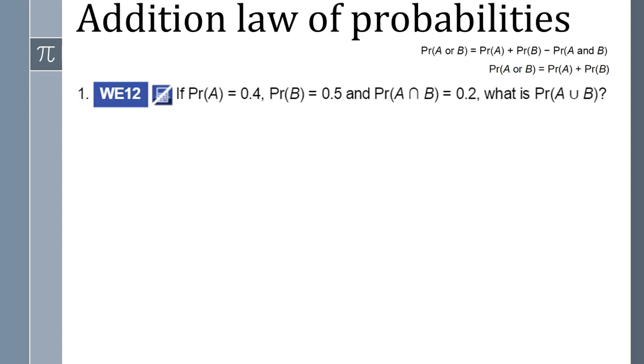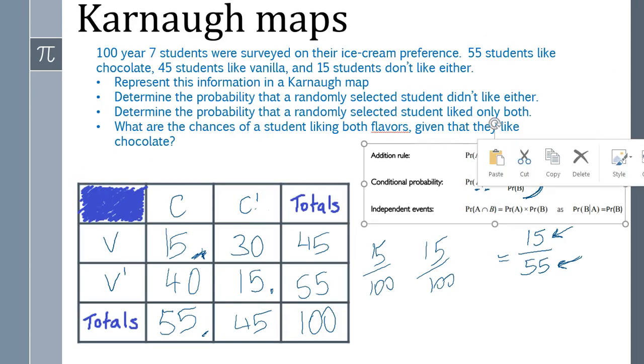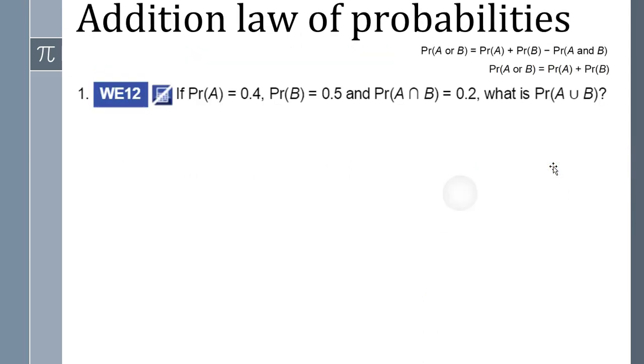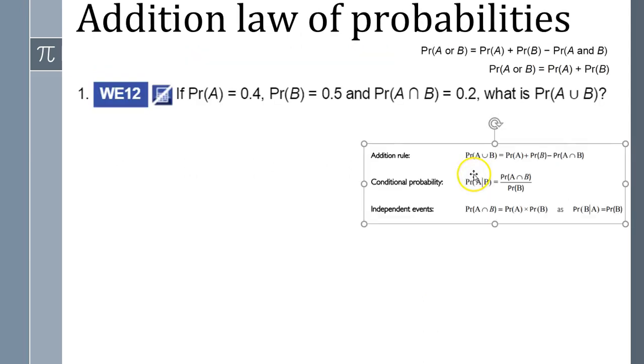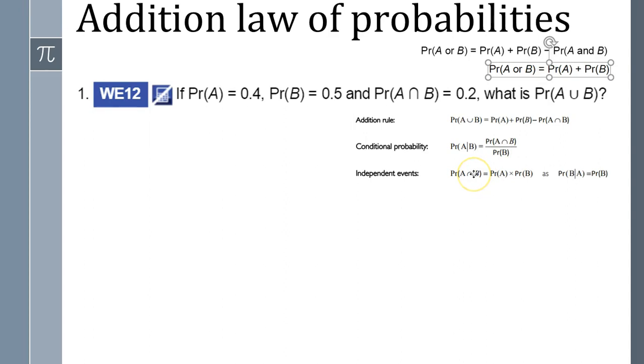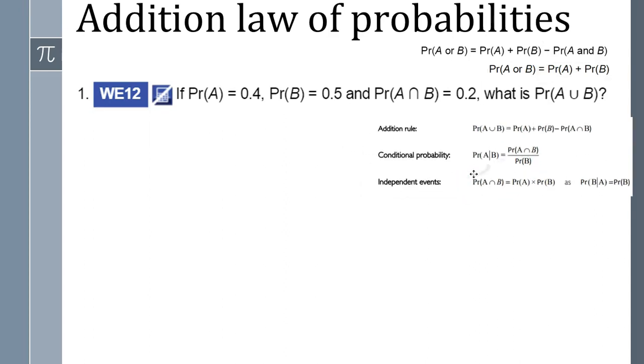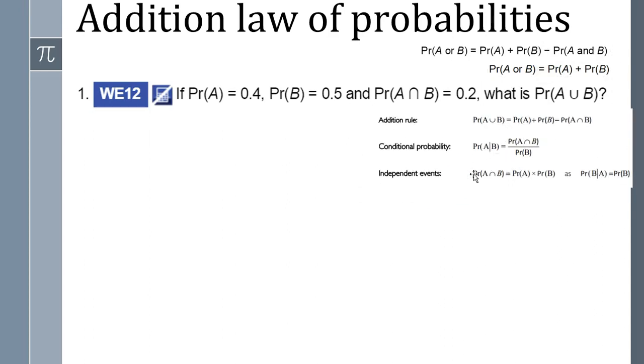Okay, so two visual ways of representing those formulas. We're now going to try one just with a formula. Sorry, I've stolen these slides from last year, and those formulas are from last year. So we're going off this one here. If the probability of A is 0.4, probability of B is 0.5, probability of A and B is 0.2, what is the probability of A or B?